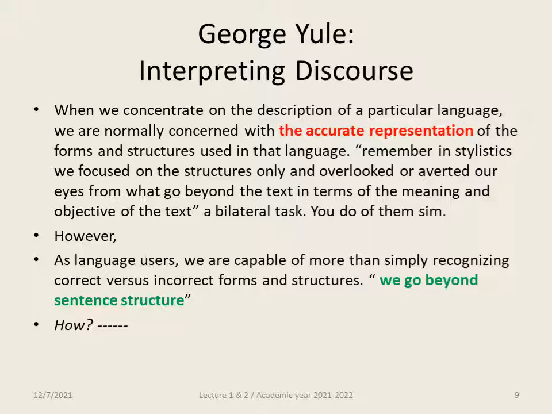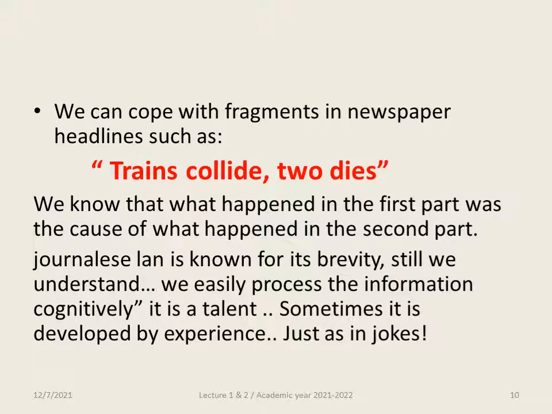Now, for George Orwell, we can understand each other even if there are some errors in the language, some mistakes in the language, we still can make use of the language. We can understand each other. Okay? And this is another competence that we are inborn with. This is something that we can do in order to decode the language. And he gives some examples from some fragments in the newspapers.